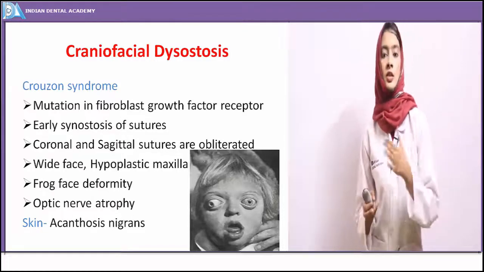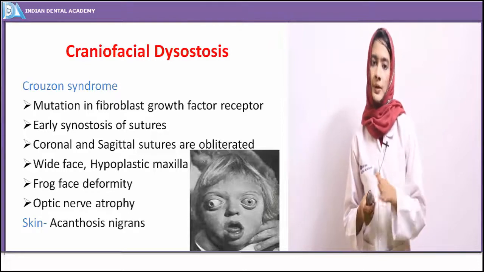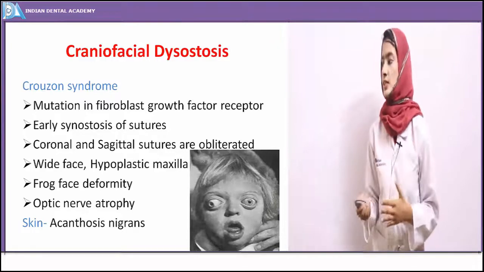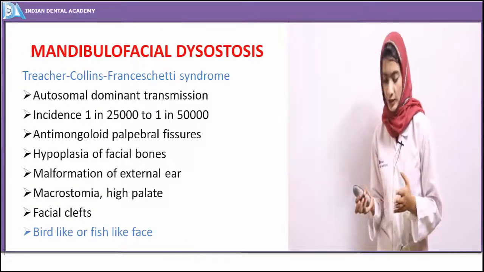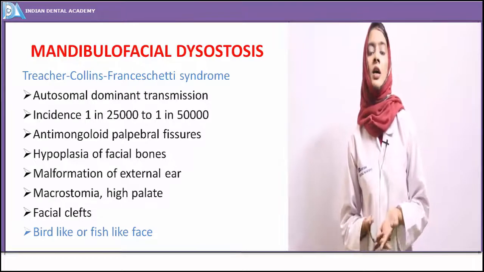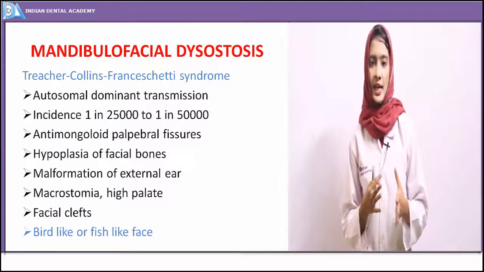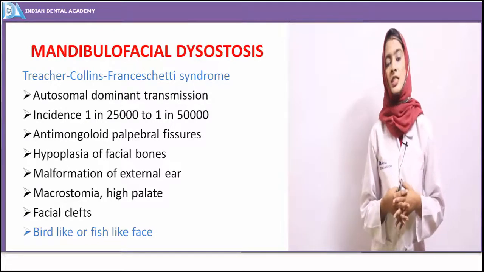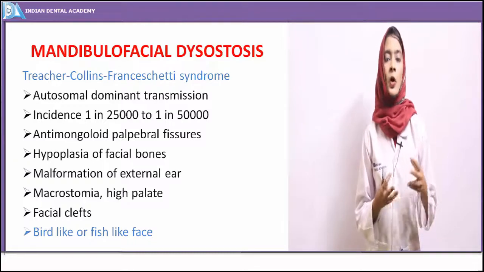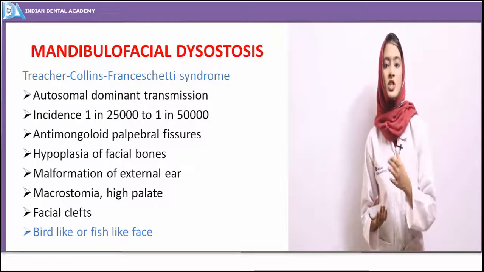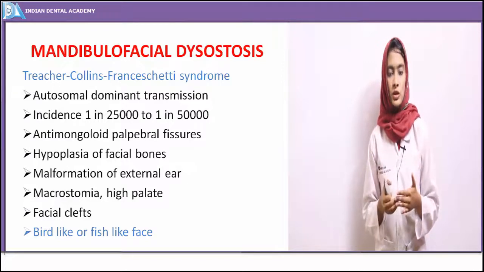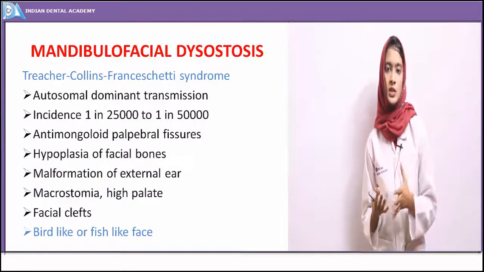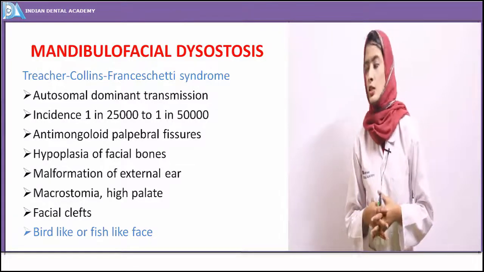Another syndrome which shows early closure of sutures is Apert syndrome, but it occurs along with other features like syndactyly that we'll be studying later. The other commonest skeletal dysplasia is mandibulofacial dysostosis, also known as Treacher Collins-Franceschetti syndrome. The defect here is retardation of growth of the maxillary mesoderm in the second stage of fetal life, which leads to development of this syndrome.